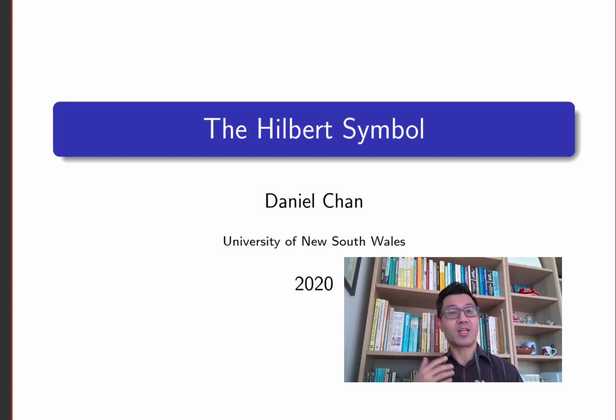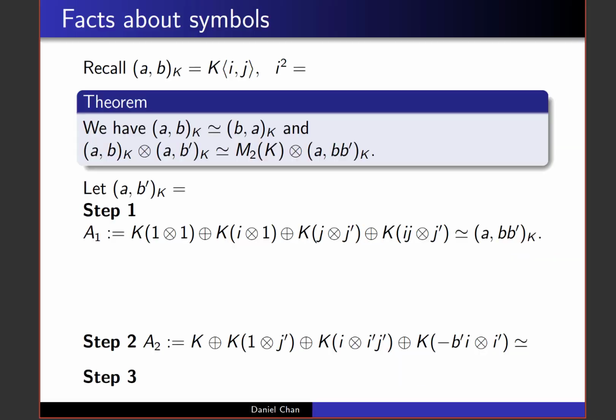Today I want to talk about the Hilbert symbol, which is an extremely important tool in number theory because it connects numbers in the field with this rather mysterious arithmetic invariant called the Brauer group. Recall that the Brauer group is formed from the elements which are central simple algebras over some field K, and they're equivalence classes of these.